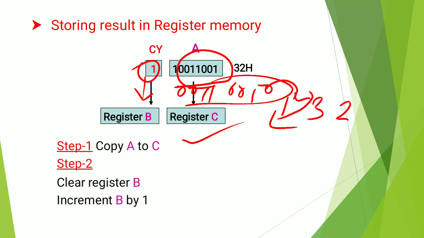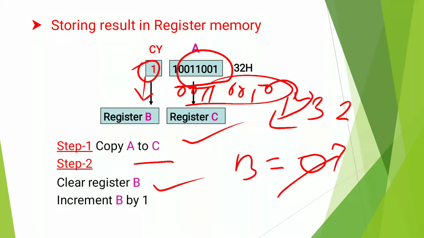accumulator, and from the accumulator it is moved into the register C, and this carry is moved to the register B. So copy A to C, and step number 1, clear register B and increment it. First register B has the result 0, after carry is generated it is incremented by 1.